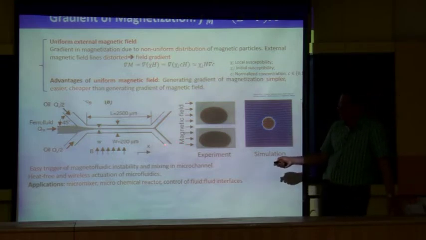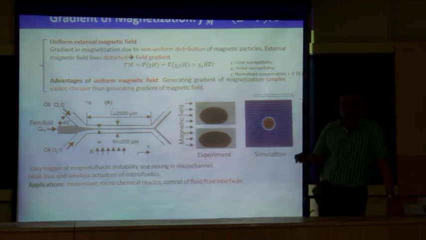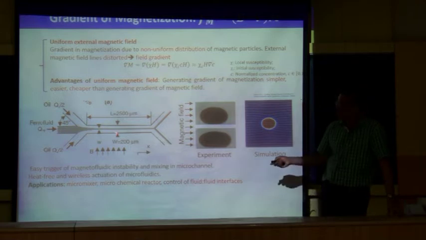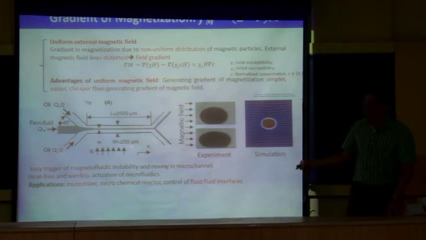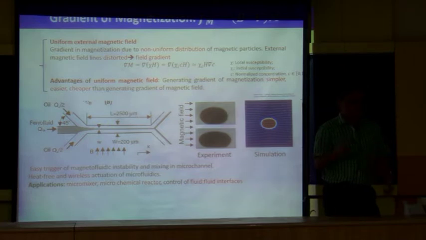Because of the difference in susceptibility between the ferrofluid and the cladding, so the ferrofluid we call the core, and the cladding is say glycerol or water or something else, you can get a difference in magnetization which will cause a force. So in other words, if I apply a magnetic field, because of the difference in susceptibility between the core and the cladding, we will get forces. So we can manipulate it, and you will really see how we can manipulate it very well.